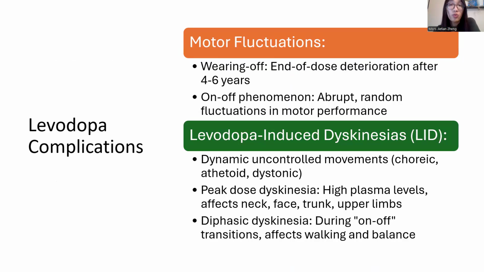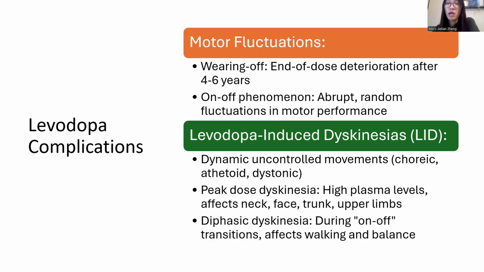Unfortunately, chronic dopamine replacement therapy comes with significant complications that emerge over time. Motor fluctuations include the wear-off phenomenon, where patients experience end-of-dose deterioration after 4 to 6 years of treatment. There's also the on-off phenomenon, characterized by abrupt, random fluctuation in motor performance that can be quite distressing for the patients.